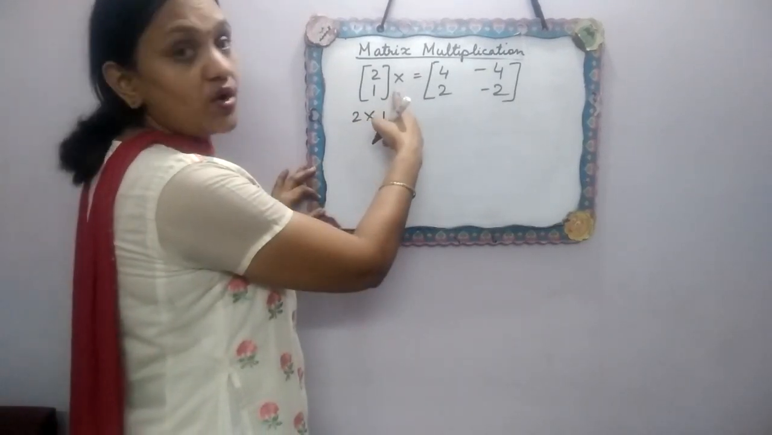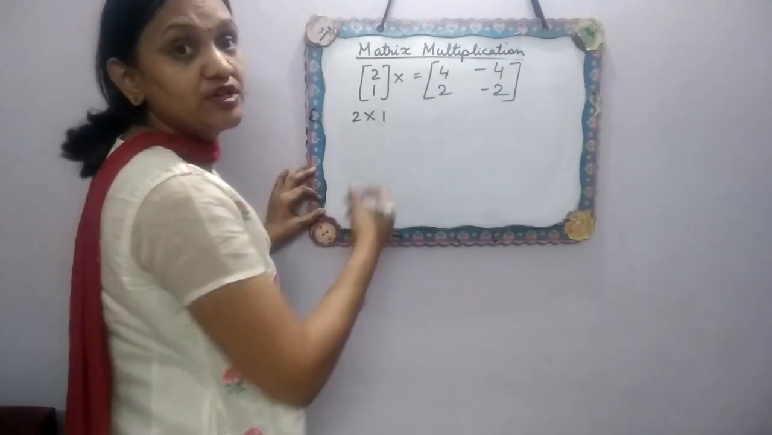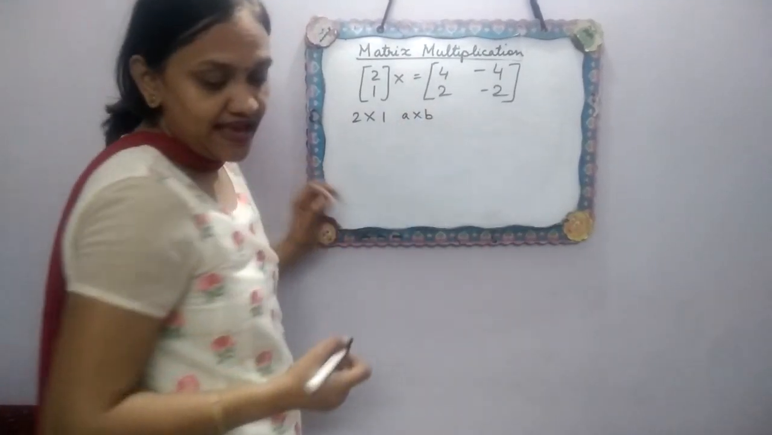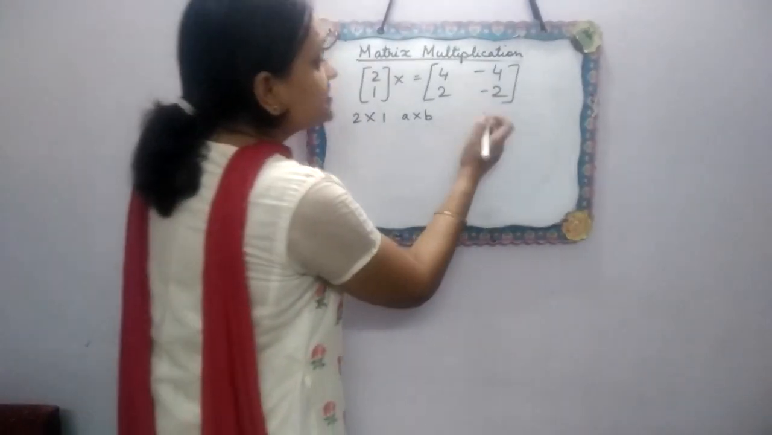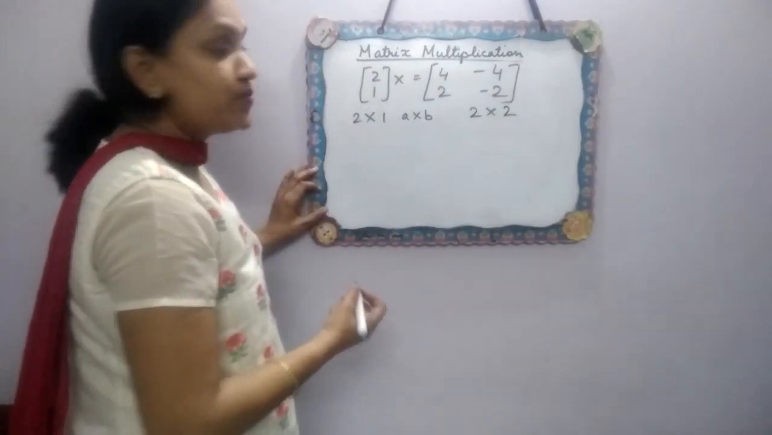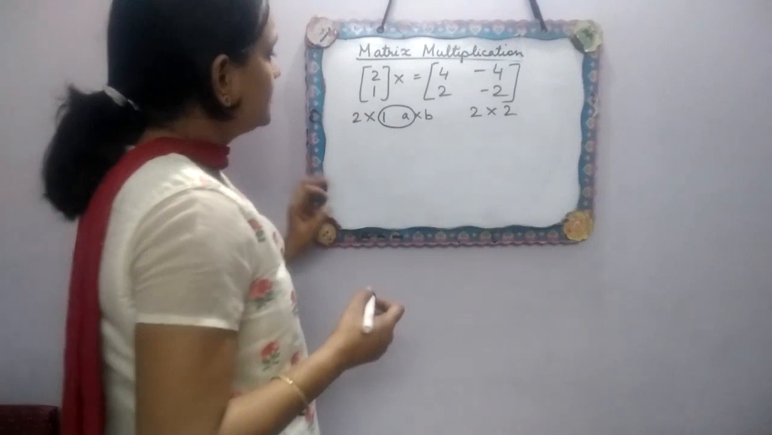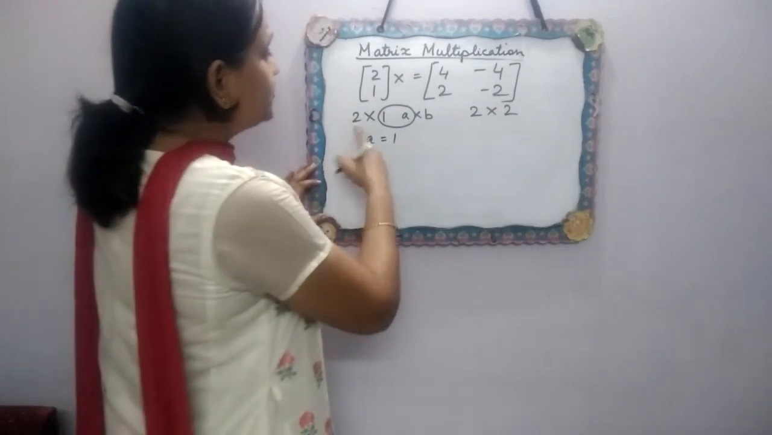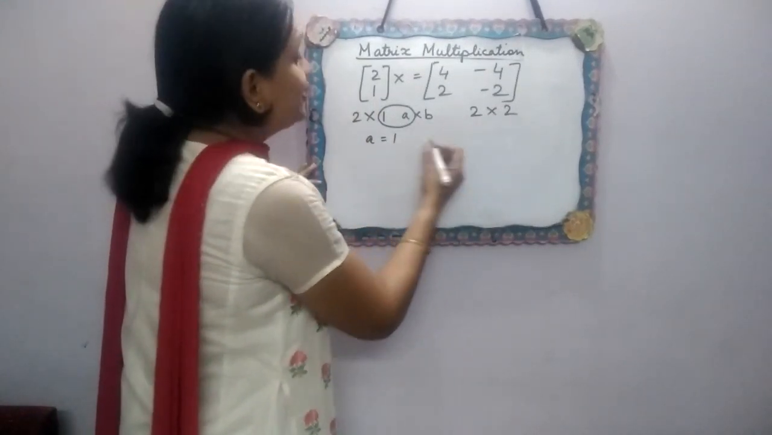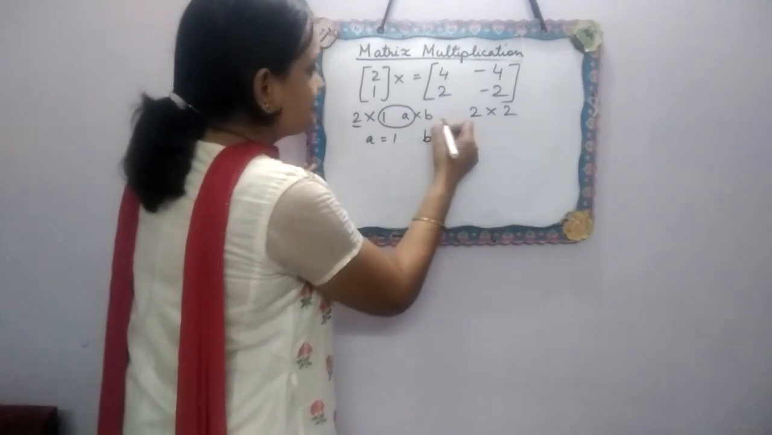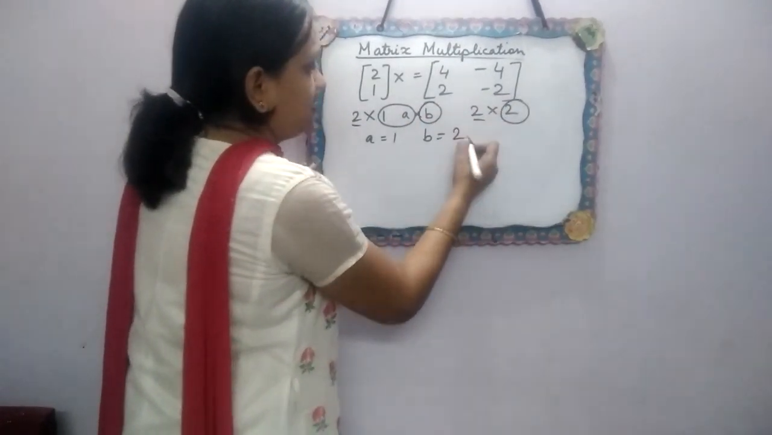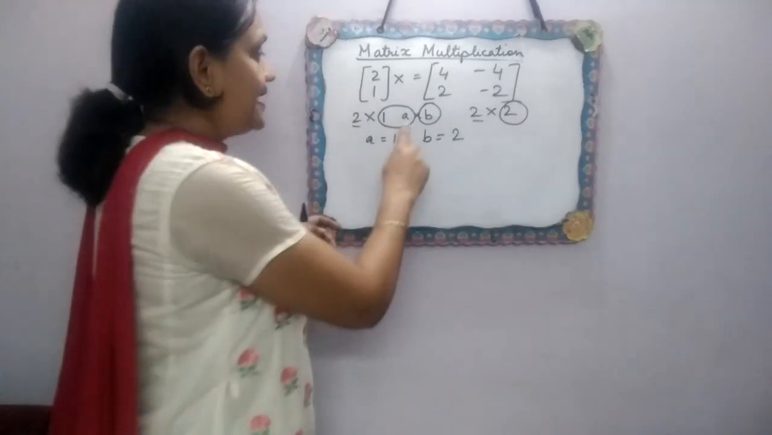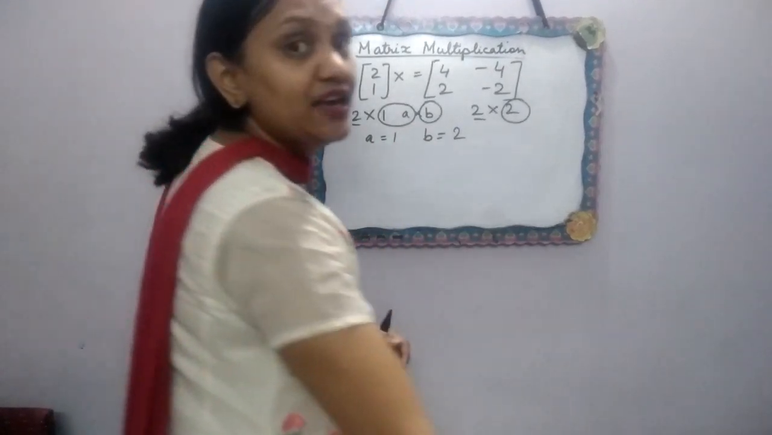And what is the order of X? Order of X we don't know. Since we don't know the order of X, we will take it as A by B. What is the order of the answer matrix? Order of answer matrix is 2 by 2. So the value of A is 1 and the value 2 into B is equal to 2 into 2. So the value of B is 2. So we have found that the order of matrix X is A by B, 1 by 2.